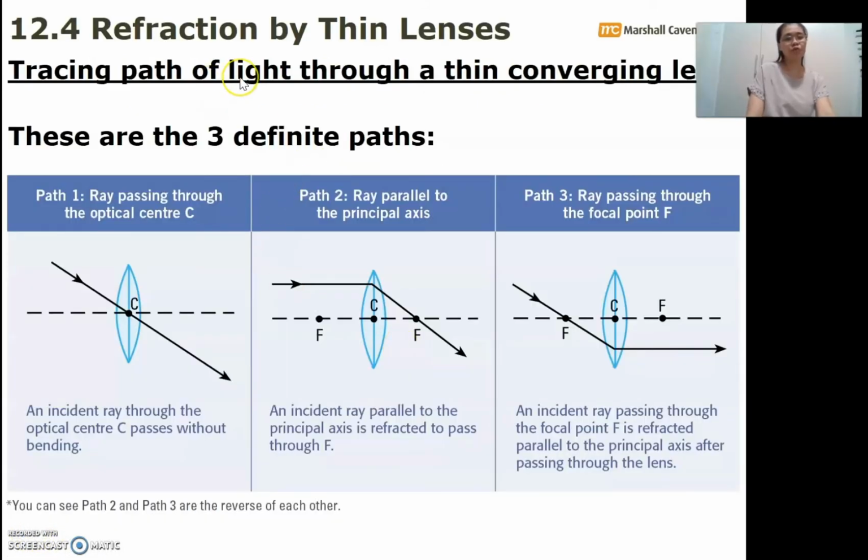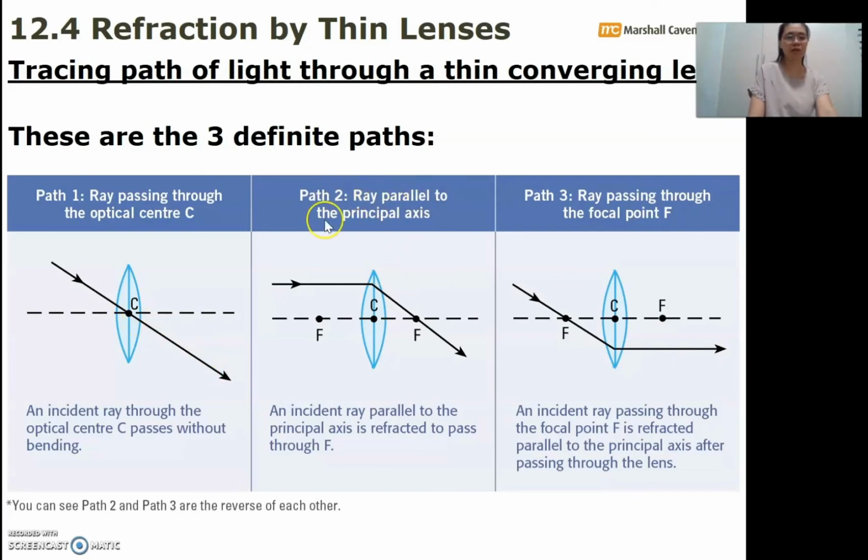Next, before we move on to learn how to draw ray diagrams for refraction by thin lenses, we need to know how to trace the path of light through a thin converging lens. So there are three definite paths that your light ray can take. Path 1. If the ray is passing through the optical center C, such an incident ray will actually pass straight through without any bending.